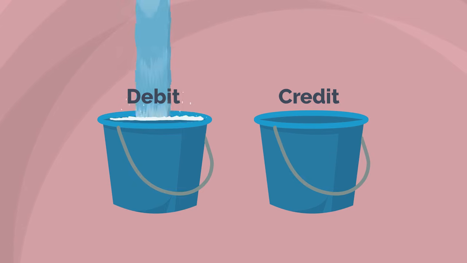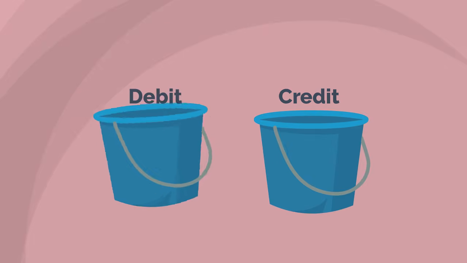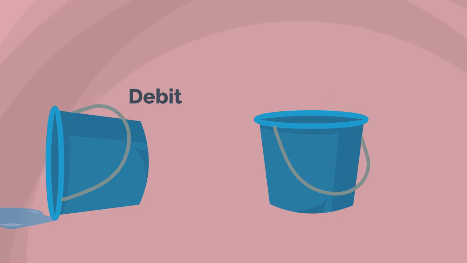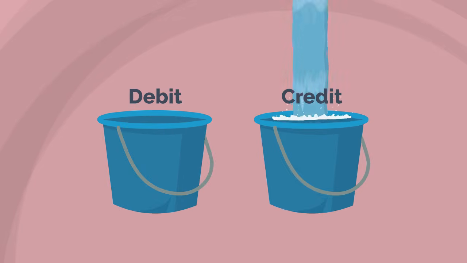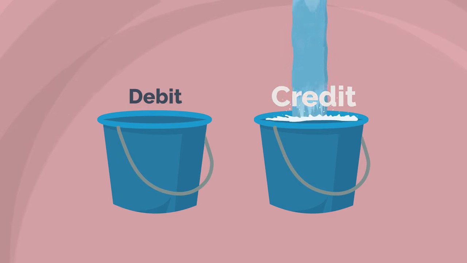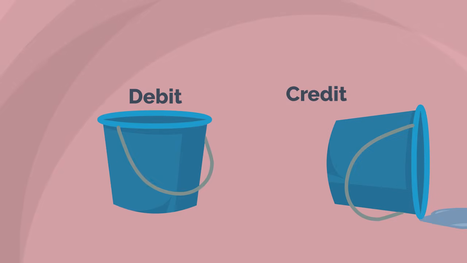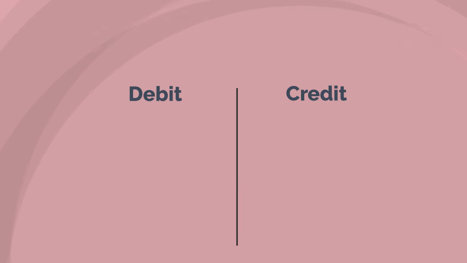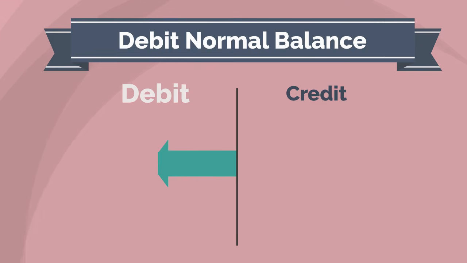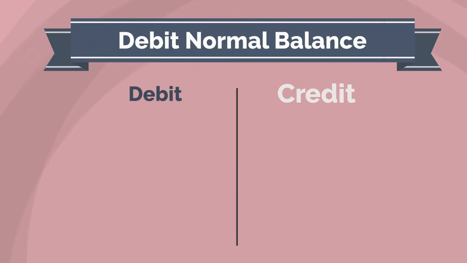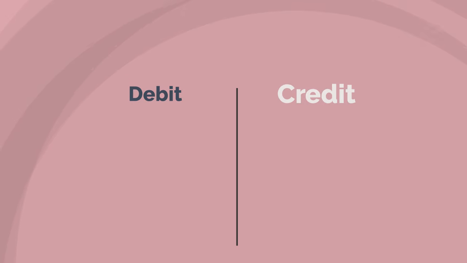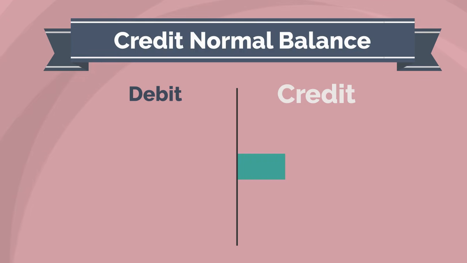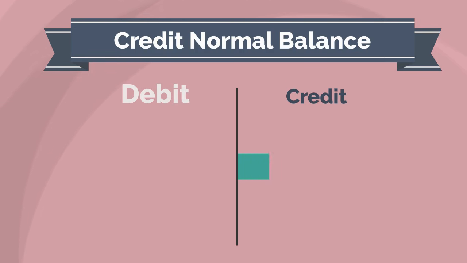Whenever we add water to a debit bucket, we debit it. When we take water out of a debit bucket, we credit it. Conversely, when we add water to a credit bucket, we credit it. And when we take water out of a credit bucket, we debit it. The bucket type is called the account's normal balance. In other words, a debit to an account that has a debit normal balance will increase it, while a credit decreases it. And a credit to an account that has a credit normal balance will increase it, while a debit decreases it.